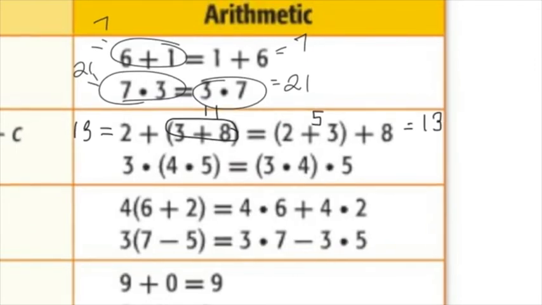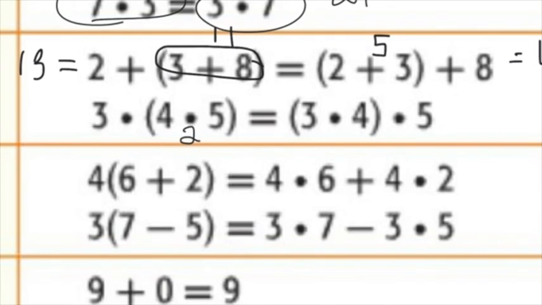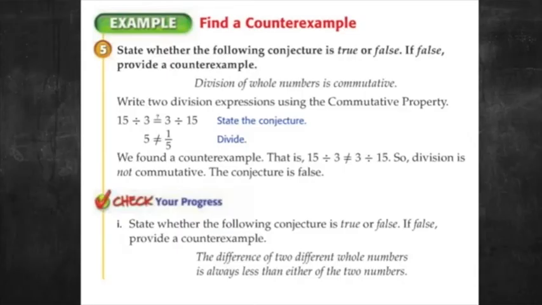Looking at it from a multiplication lens, we got 4 times 5, which we know is 20. Ooh, 20 times 3, which would give us 60.